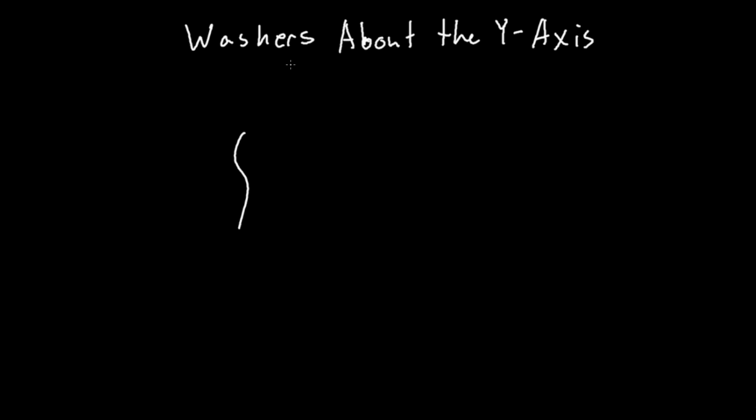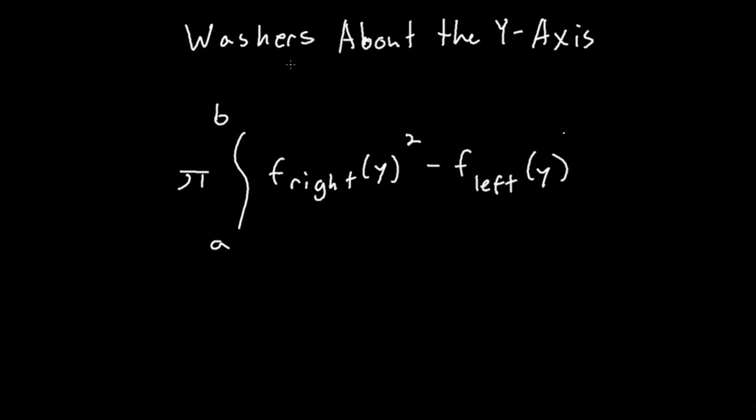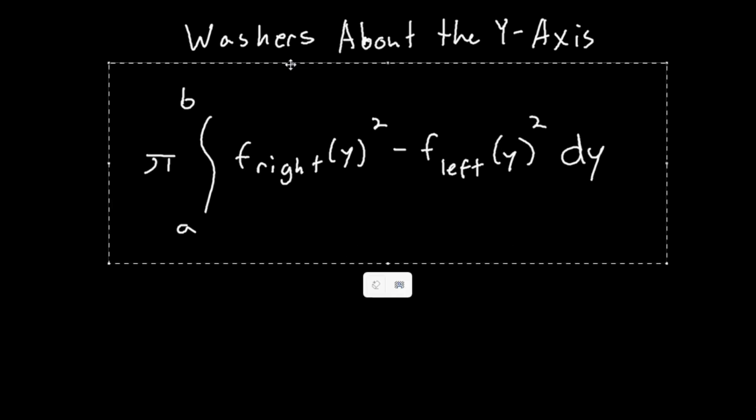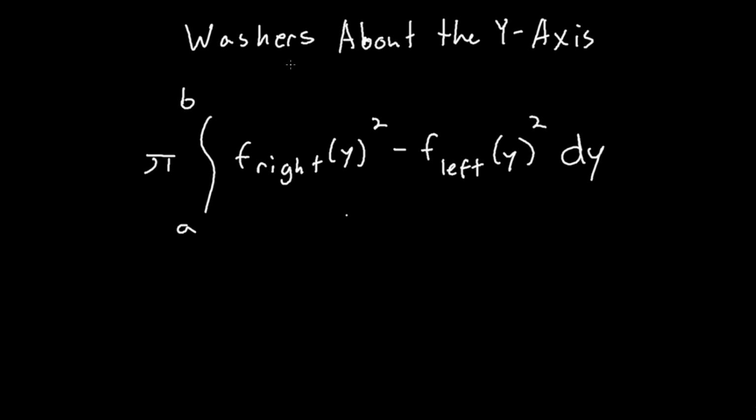So, about the y-axis is very similar to the washer and disk about the x-axis. It's pi times your function that bounds to the right, squared, minus your function that bounds to the left, squared. Keep in mind, your independent variable for your functions is now y. So you need to switch your functions so that they are dependent on y, or with respect to y. This is the general formula. We're going to do some problems to show you how to do this.